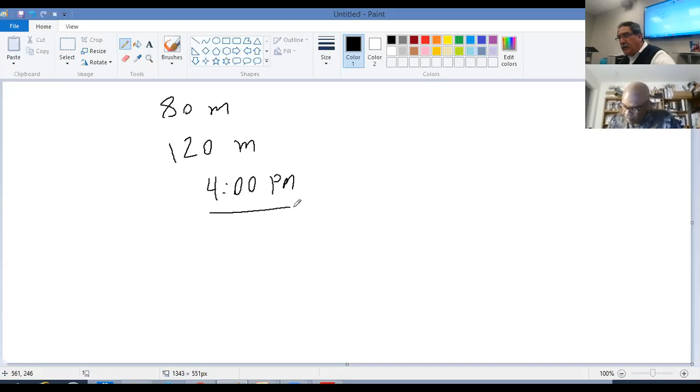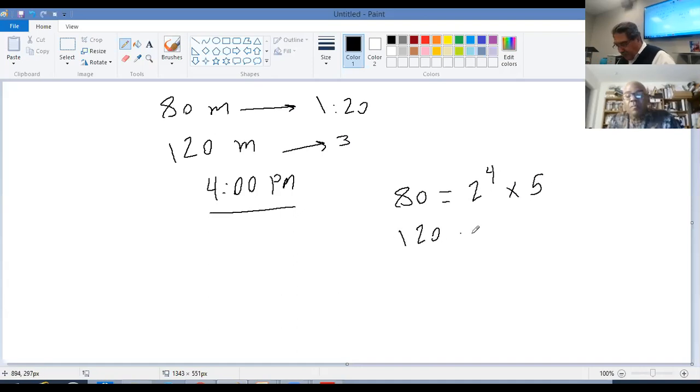When would they start at 4 p.m.? We want to know at what time again they both start at the same time. Okay. This one, when it says it is 80 minutes, it means it's 1 hour and 20 minutes. This means it is 2 hours, okay? 80, if we want to find its prime factorization, it is 2 to the power of 4 times 5. 120, the prime factorization is 2 to the power of 3 times 3 times 5.